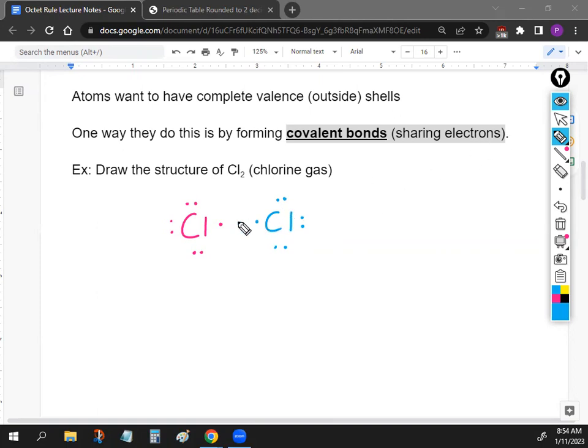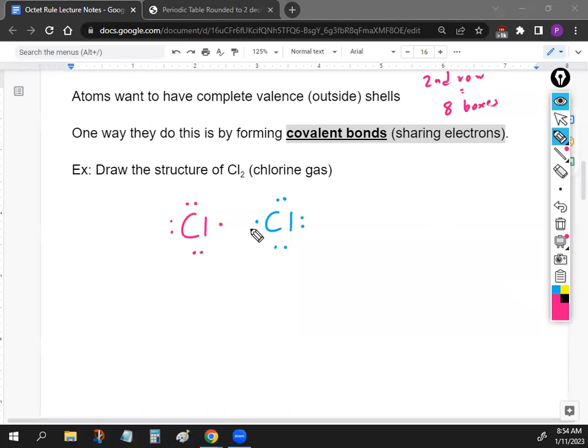Now, they don't have complete valence shells, because if you remember, the second row has 8 boxes, and that means it can hold 8 valence electrons. These only have 7, so they're not complete. So they're going to try to have 8, and they're going to do that by sharing electrons.